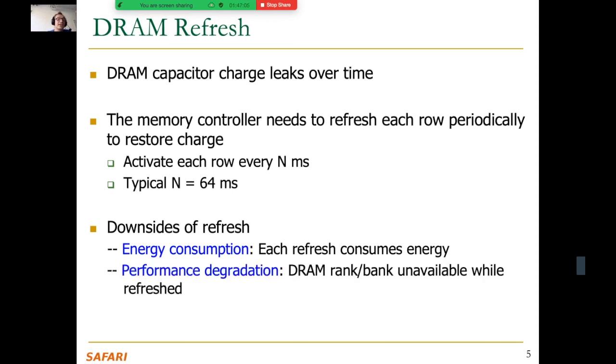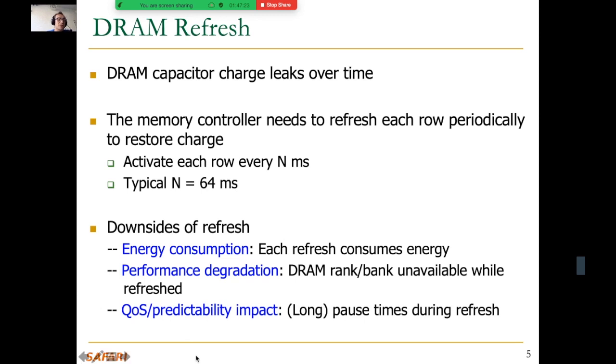It leads to performance degradation because the DRAM rank or bank can be unavailable while it's being refreshed. So today, actually, people try to reduce this performance degradation as much as possible, but there needs to be some granularity of refresh at which a part of a DRAM is not available. So this is not desirable.